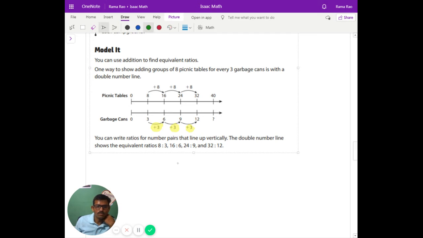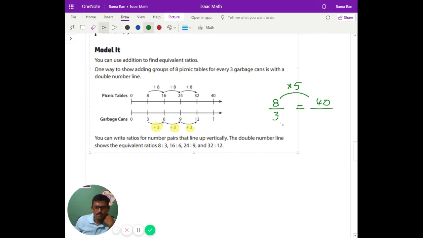Also, you can do the ratio. Let's say if I have 8 over 3, and then I need 40, how many trash cans do I need? So what times 8 gives you 40? Put it in the chat box. What times 8 gives you 40? There you go, times 5.